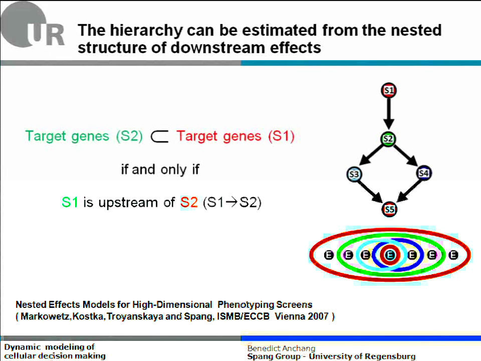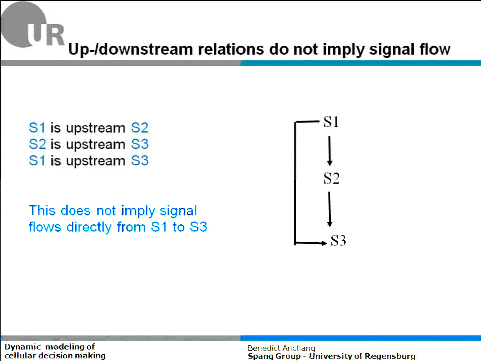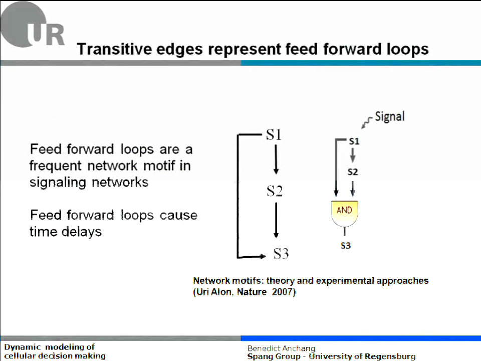One drawback of this approach is that it cannot handle network dynamics. Because if S1 is upstream of S2 and S2 is upstream of S3, then logic will want S1 to be upstream of S3. But this does not imply that signal flows directly from S1 to S3. And if you take a closer look at the transitively closed triple, you see clearly that the direct edge combines with the indirect edge to form a feedforward loop. And Uri Alon and colleagues have shown that these are a very frequent motif in signaling networks.